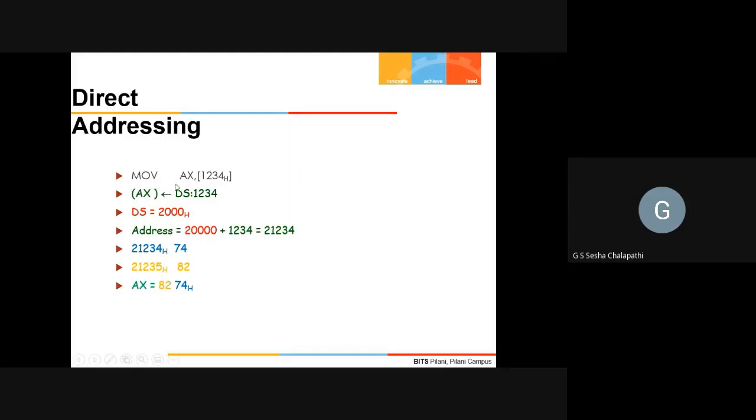So in this case, MOV AX, [1234H]. When I say it is in brackets, then it will become direct addressing mode. Had it been MOV AX, 1234H, then it will become immediate addressing mode, and therefore 1234H will be transferred into AX directly. It will just put AX equal to 1234H.